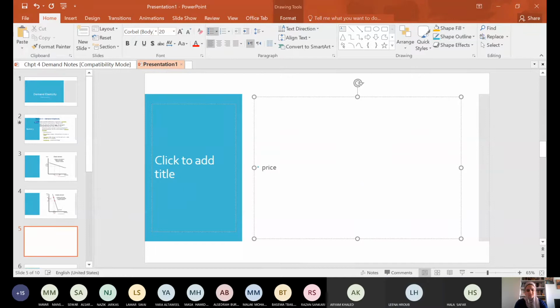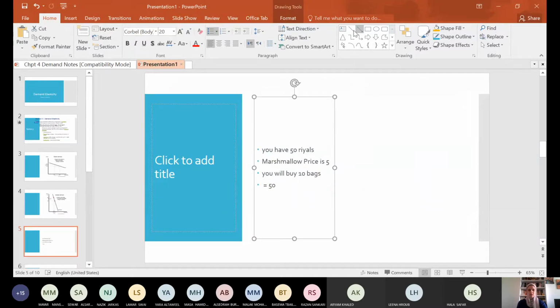It needs practice. So let me tell you. The price is 5. Marshmallow price is 5. You have 50 riyals. You will buy how many? 10 bags of marshmallow equal 50. Okay, girls, you have 50 riyals. Marshmallow price is 5, so you will buy how many? 10 bags equal 50. Then suddenly, what happened?